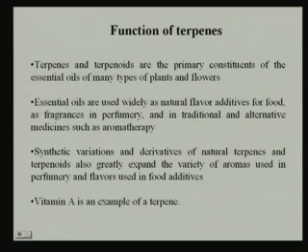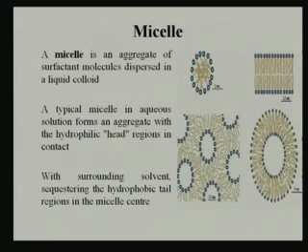Now, if we are talking about these particular terpenes, that is geraniol, limonene, menthol and so on, these are some of the examples of flavor components or constituents, which are nothing but terpene moieties.